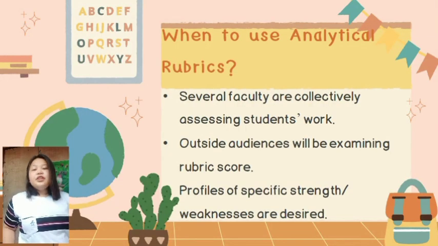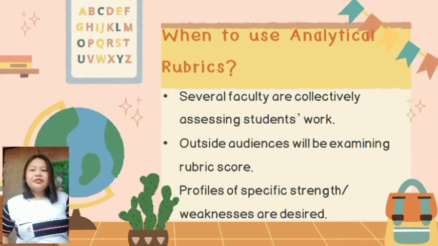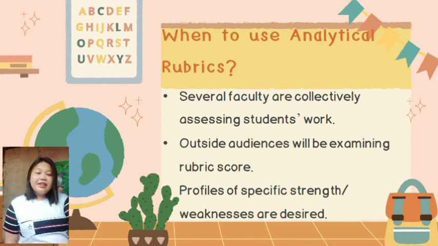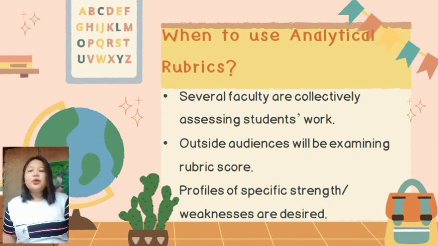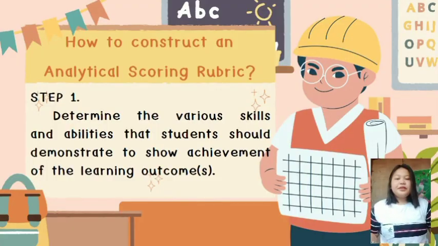So, when to use analytical scoring rubric. When several faculty are collectively assessing students' work, when outside audiences will be examining rubric scores, and when profiles of specific strengths or weaknesses are desired. So that's when you use analytical scoring rubrics. So how to construct an analytical scoring rubric. We are now on the construction, the very main point of our topic for today.